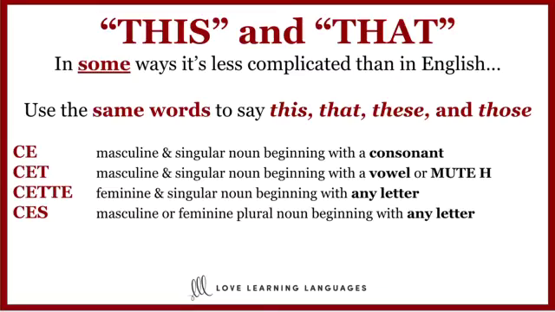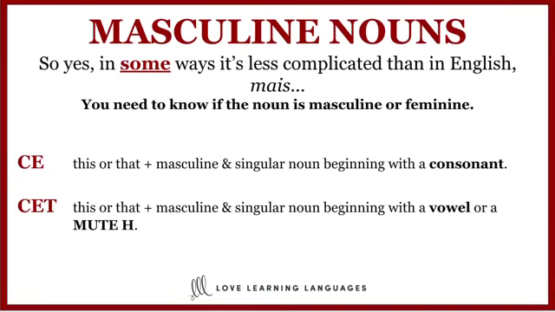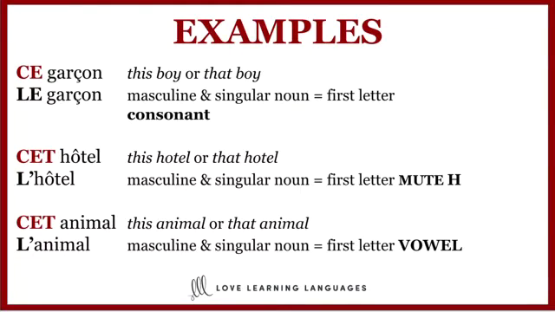And remember, we're talking about mute H. So these are words that come from a Latin root. In order to use masculine nouns, as I already told you, we're going to use ce and cet. So let me show you some examples. We're going to say ce garçon. Now remember, that means this boy or that boy, right? The first letter is a consonant. Le garçon, the boy. Ce garçon, this boy.